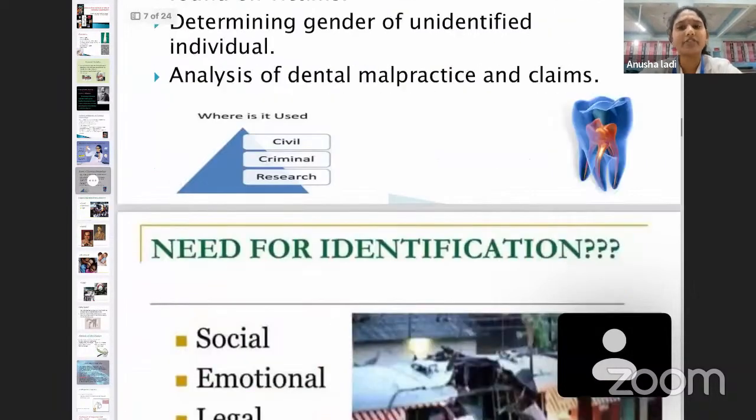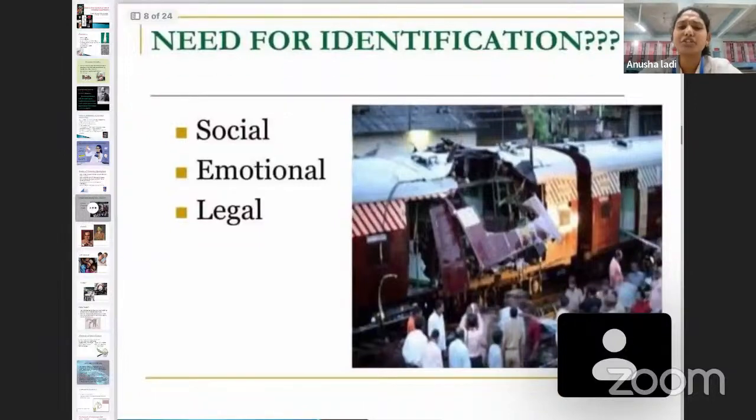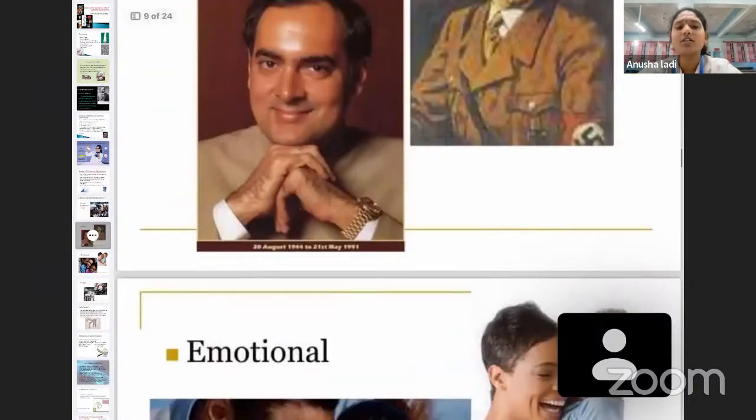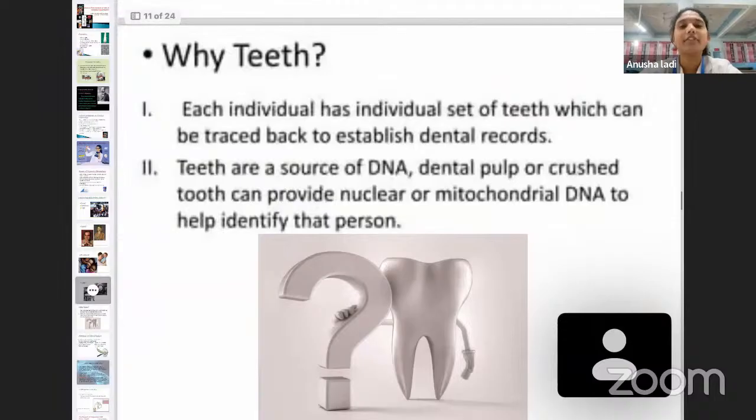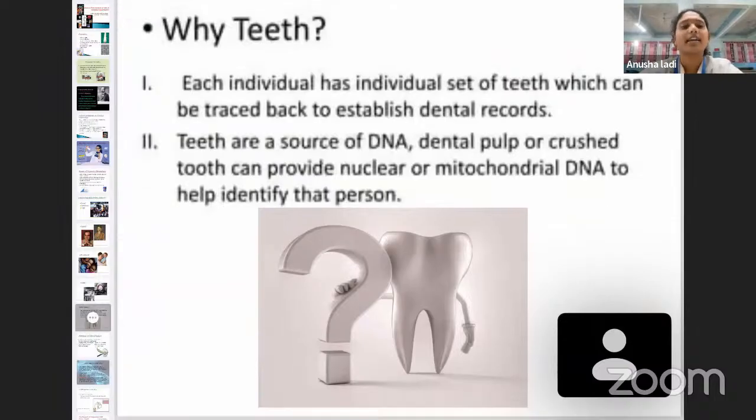Then what is the need for identification? There may be a social cause, an emotional cause, or a legal cause. Then why have we chosen teeth? Because each individual has a different set of teeth which can be traced back to establish the dental records. Teeth are a good source of DNA, including the dental pulp and crushed tooth, which can provide nuclear or mitochondrial DNA, which helps to identify the person.